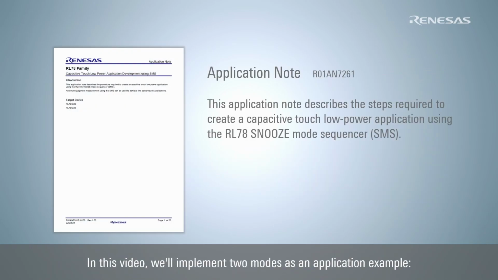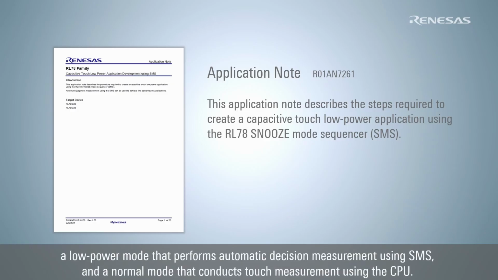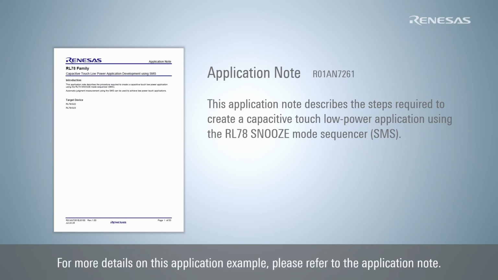In this video, we'll implement two modes as an application example. A low-power mode that performs automatic decision measurement using SMS, and a normal mode that conducts touch measurement using the CPU. For more details on this application example, please refer to the application note.